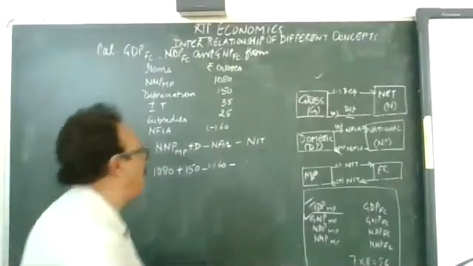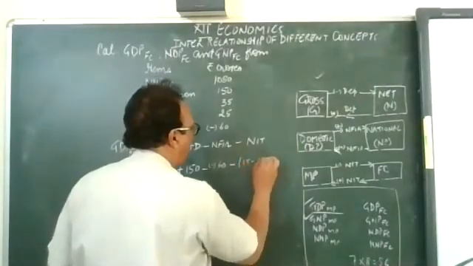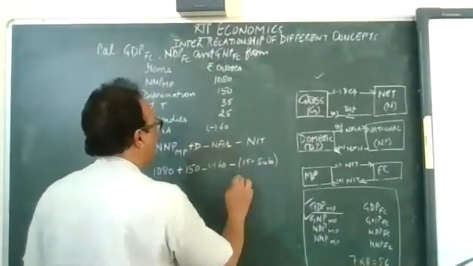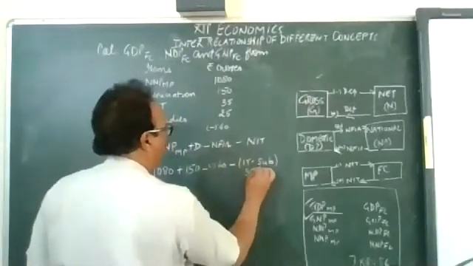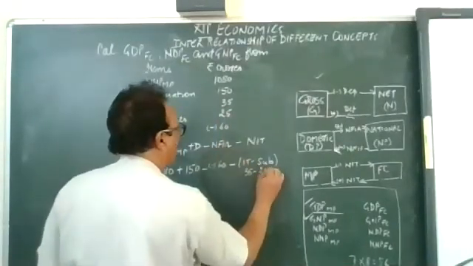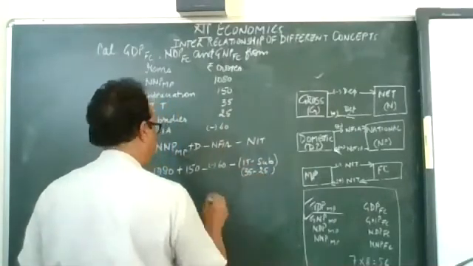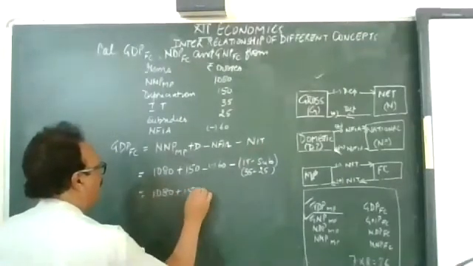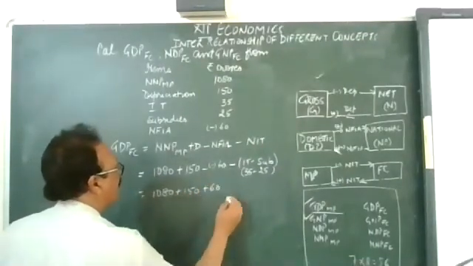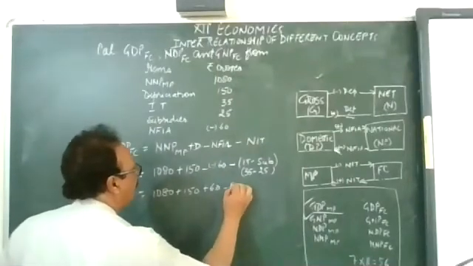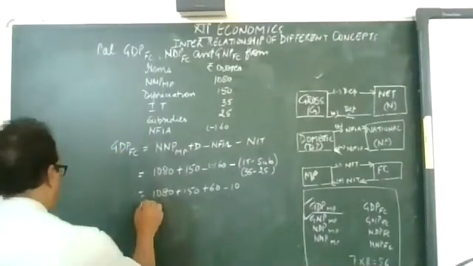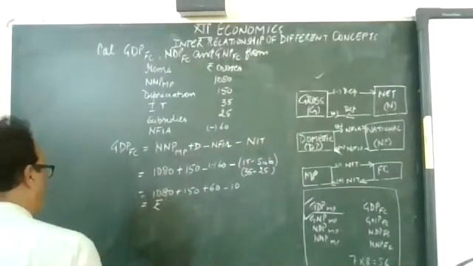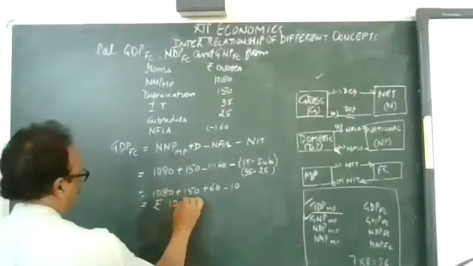What is the formula for net indirect tax? Net indirect tax is IT minus subsidies. Okay, this is the formula here. So what is IT given here? 35 minus what is subsidies given here? 25. So this will become 1080 plus 150 minus into minus plus 60 minus 10. Right? And we will arrive at the figure of 1280 crores.